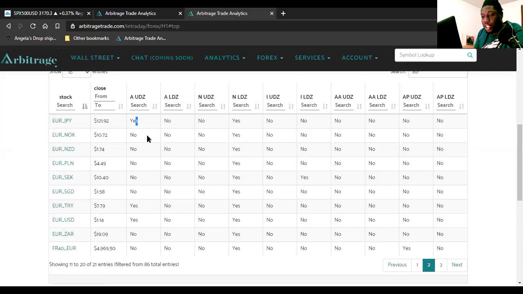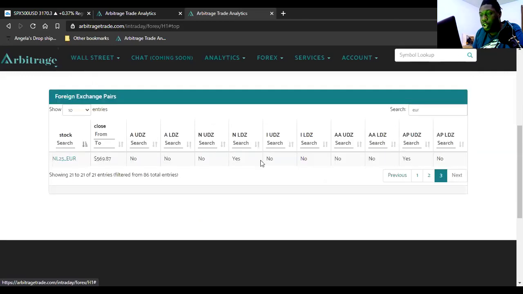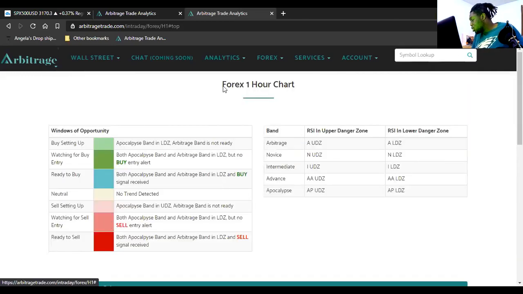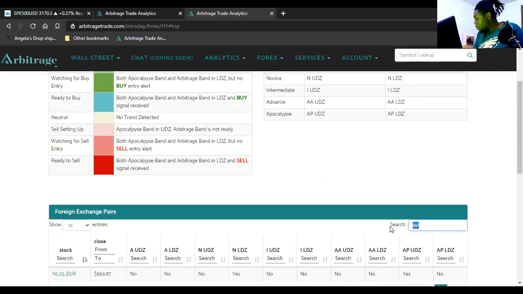EURJPY, I'll take a look at EURJPY, and I'm still looking at EURUSD as well. It says it on the arbitrage, but not on the apocalypse, and that's for the upper danger zone. Okay. I don't trade this pair. So go on to the next page and then no. Okay, so far we have US 30, EURUSD, GBPZAR, EURCHF, and EURJPY.